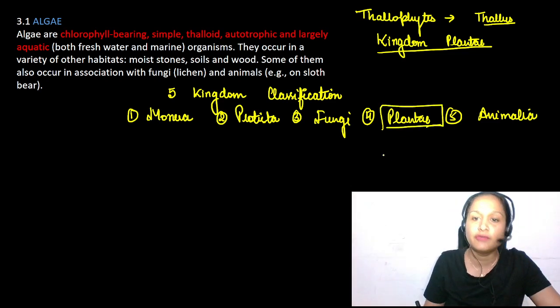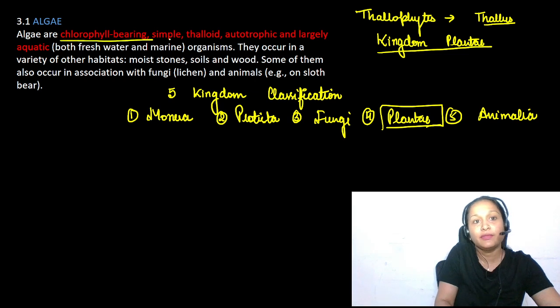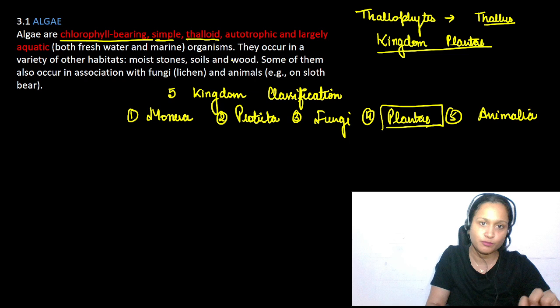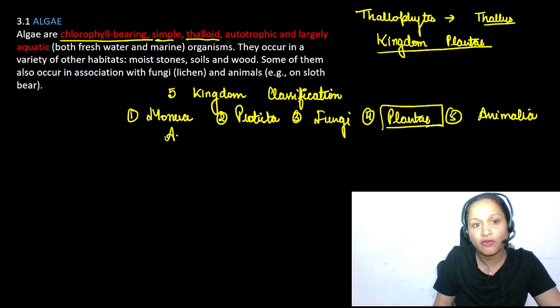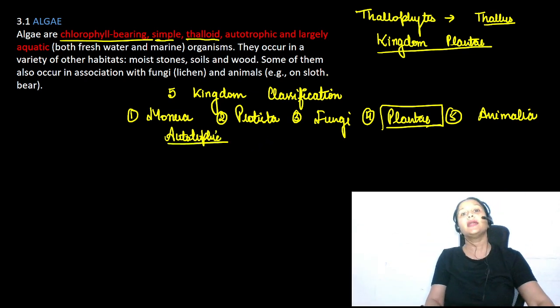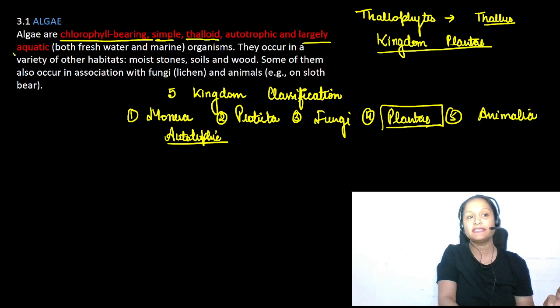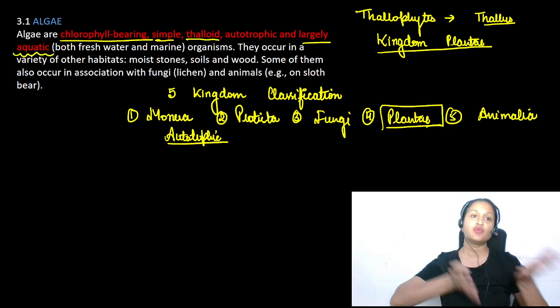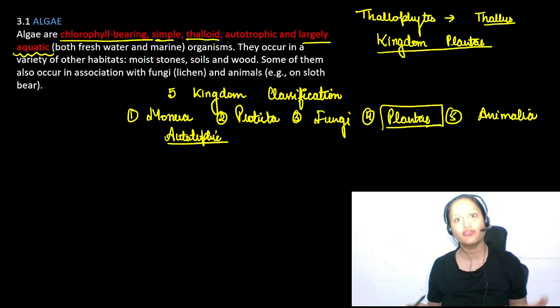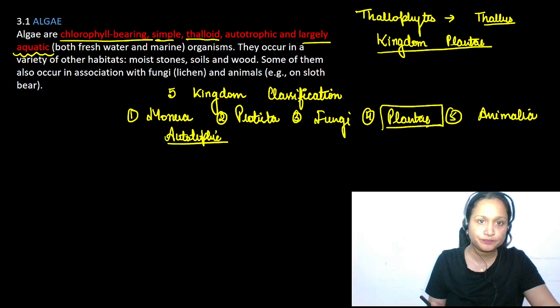They have chlorophyll. They are chlorophyll-bearing, with a very simple type of thallus-like body. They have chlorophyll, it means they are autotrophic in nature, right? They can prepare their own food. So they are autotrophic in nature, and largely they are aquatic. Please keep in mind, largely they are aquatic. They are found in fresh water and in marine water. Of course, algae you have seen in water itself, right? So largely they are aquatic.